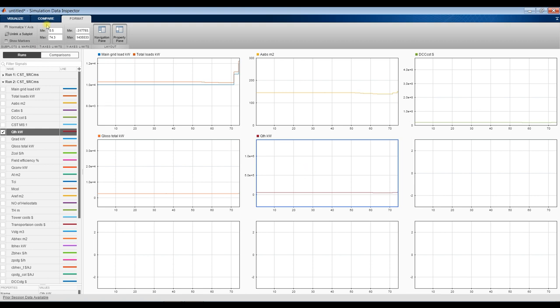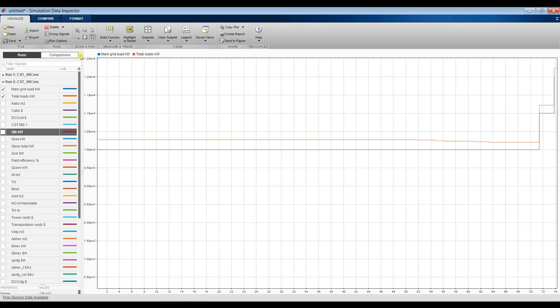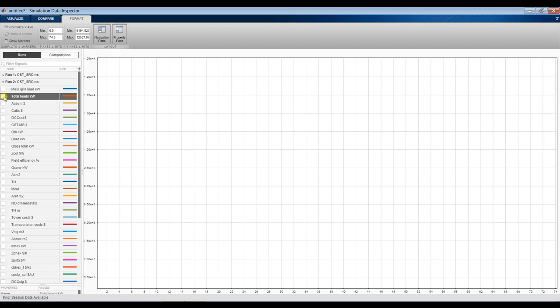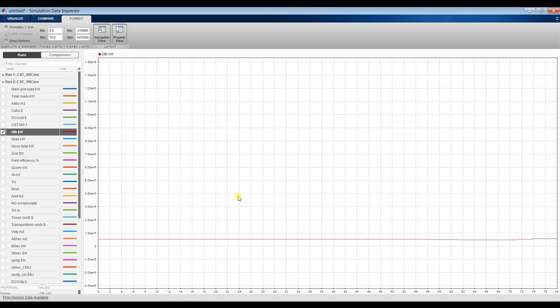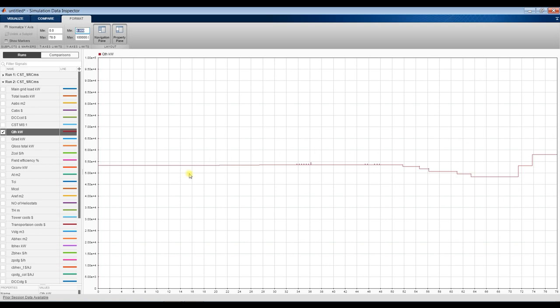I'm sorry, let's go for just one in order to see, because the limitation is quite high. I will move this. Let's go for example, for thermal power. This is thermal power. Okay, but you have to adjust your ranges. 1E5, 1E5. Okay. So this is your change in your thermal power.